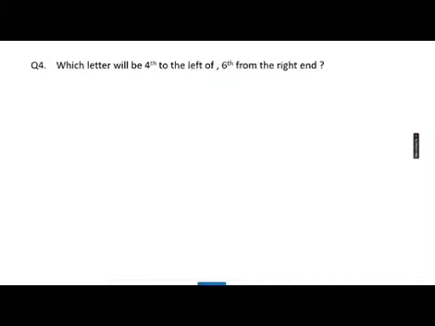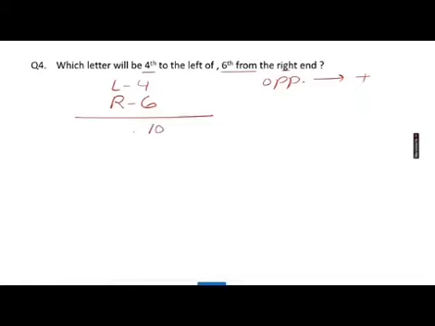Next question is, which letter will be fourth to the left of sixth from the right end? Here, fourth to the left of and sixth from the right end. Here also, opposite directions are given to you. So in this case, you have to add the values, and on adding the values, we are getting 10. And this 10 will be from which direction? The last direction given to you in the question is right. So you have to choose the right direction. And now we have to choose the letter that is 10th from the right end.